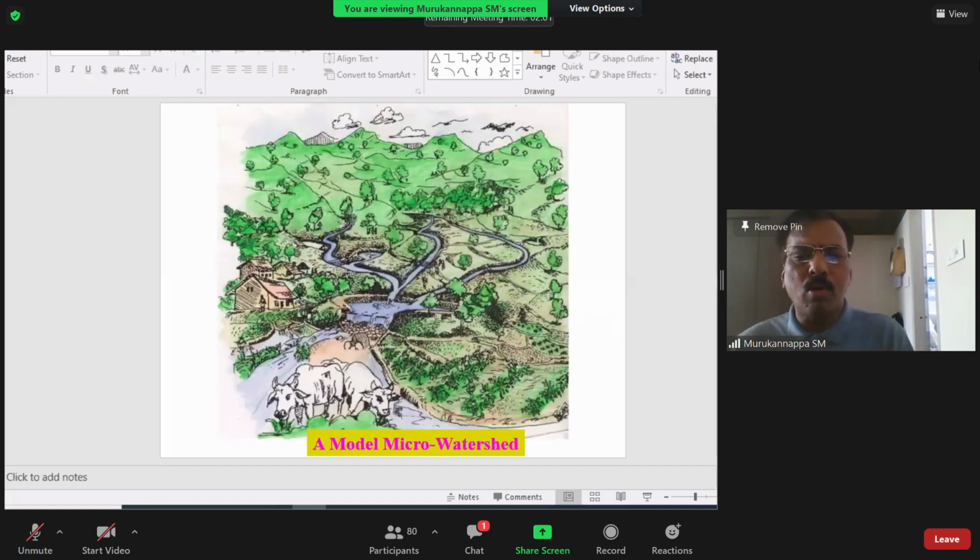This is the framework for the conservation of any catchment area, if you have identified, delineated or selected it for conservation practices. Is it clear? If you are taking the whole area, a village, or an entire cluster of villages, you can find these different categories of land.